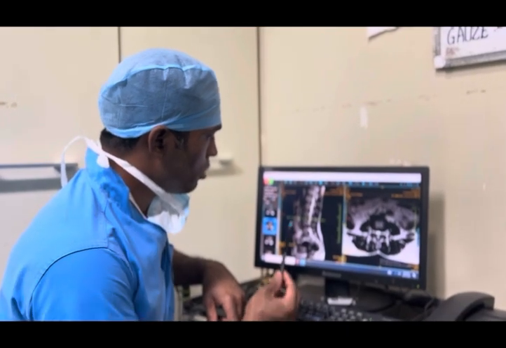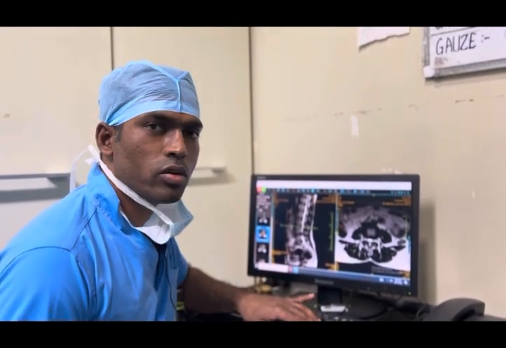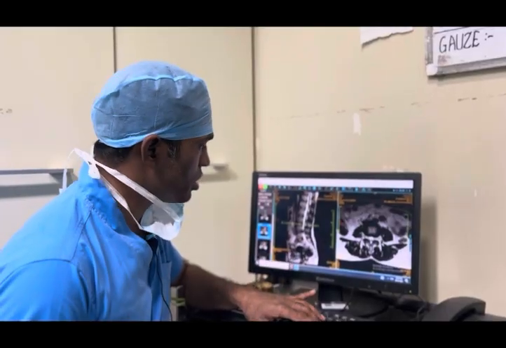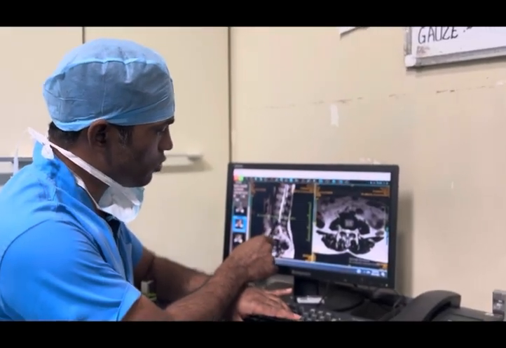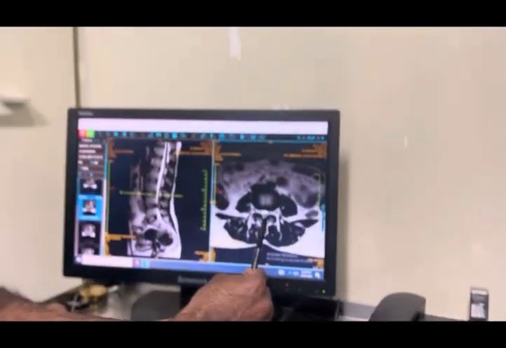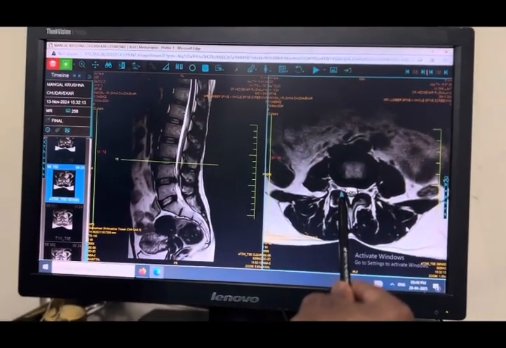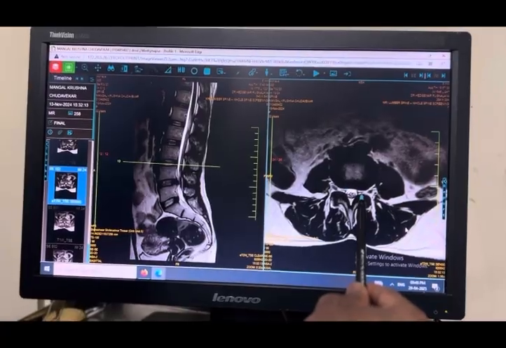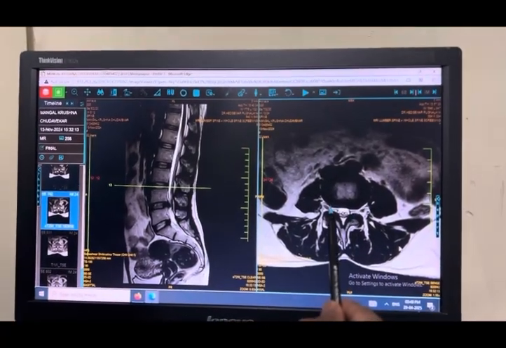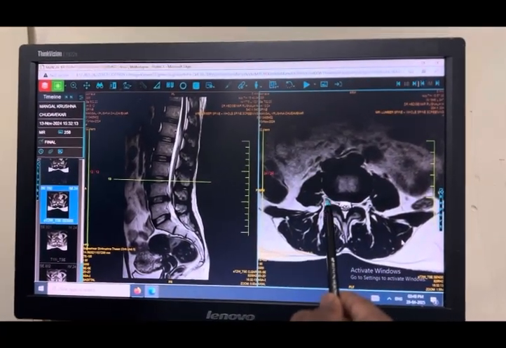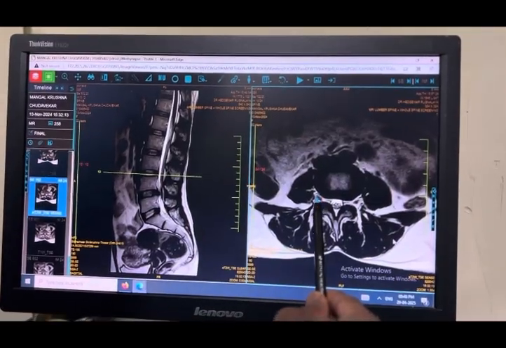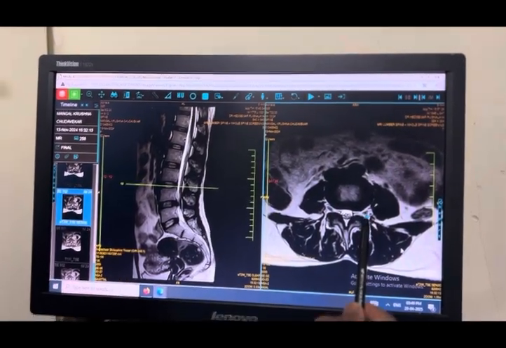That is her MRI for which we are going to give a selective nerve root block on the left side, as she is having symptoms on the left side. This is the L3-4 level, which is a normal level where we can see the dural sac in central position. That is the lateral recess on the right side, that is the lateral recess on the left side. That's the exiting root, which is the L3 root here on the right side, and this is the L3 root on the left side.